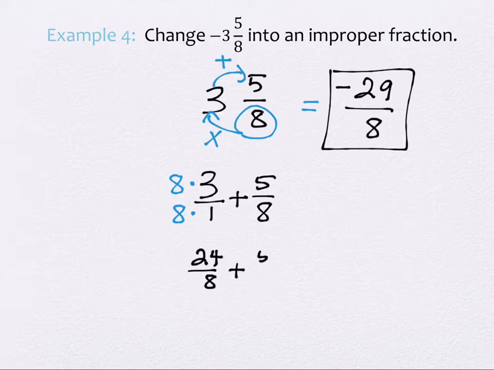It's 24 over 8 plus 5 over 8. That's where the 24 is coming from. It's because we're actually changing the 3 wholes into 24/8. And then the reason I add the 5 to it is because I'm actually adding 2 fractions together after that. 24 plus 5 is 29, of course, at that point. And yes, it's supposed to be negative.